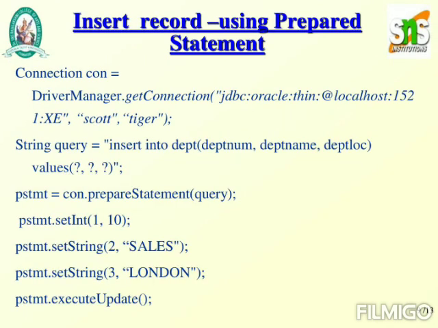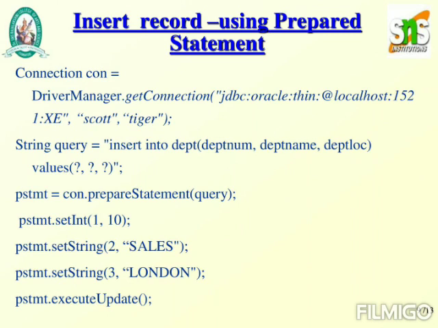Now the next step is inserting a record using your prepared statement. Here similarly I have established a connection. Then I have used an insert command. I'm inserting department number, department name and department location values. Now I'm going to insert the values into the query. I have created an object called PSTMT to execute the queries. Using this object, I'm going to insert the department number, department name and department location. Then I'm executing the query.